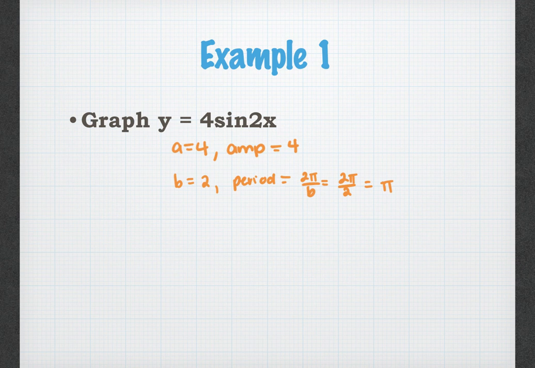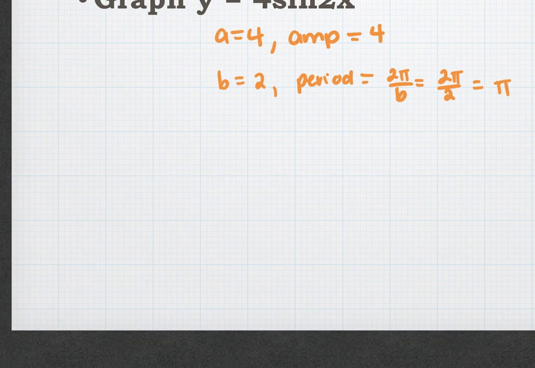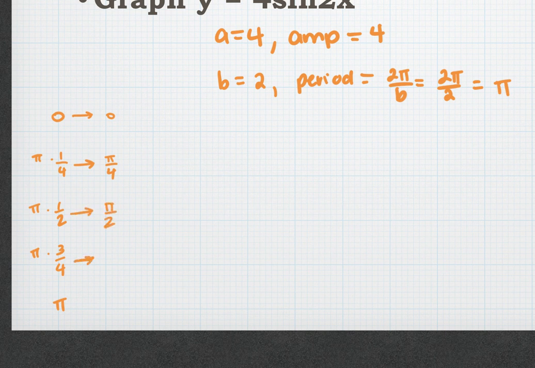Okay, now we find our 5 key points. I'm going to take pi, and I'm going to multiply it times 1/4, times 1/2, times 3/4. The first one is 0, and the last one is the period, which is pi. So 5 points from here. Again, first one is 0. Second one would be pi over 4. Third one would be pi over 2. Fourth one would be 3 pi over 4. Last one is the period, which is pi.